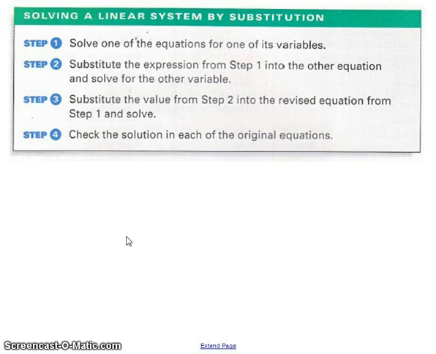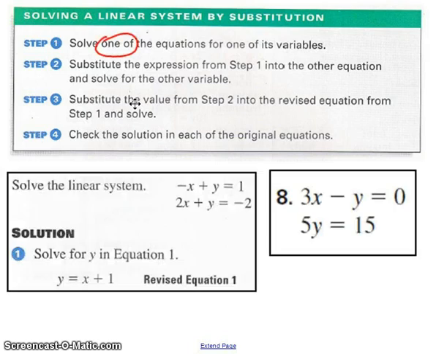Okay, so I don't know if you realized or noticed as we were going along, but we were working with 4 steps. This green box with these 4 steps is straight out of your textbook. So look at it and make sure you understand it. Basically, step 1 is this stage here, where I'm going to solve or rewrite one of the equations for one of its variables. In other words, I'm going to turn one of these equations into an x equals or y equals equation so that it's easier to work with.